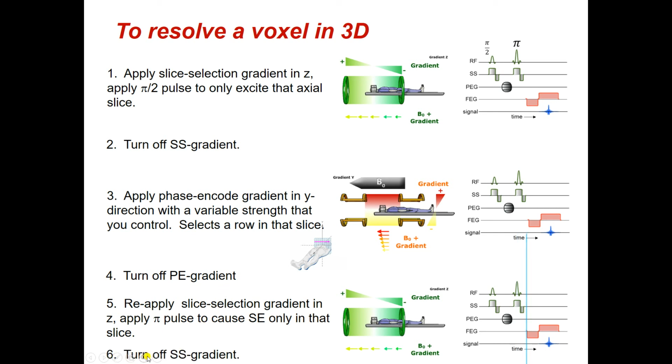Beautiful. Step 6 is turn off the slice selection gradient. That's an easy one, right? Because the slice selection gradient was on when the pi pulse was on. We step forward in time. Now it's off, all right? So the gradient's only on here and here. Phase encode gradient is only on here and here. Frequency encode gradient is only on here.